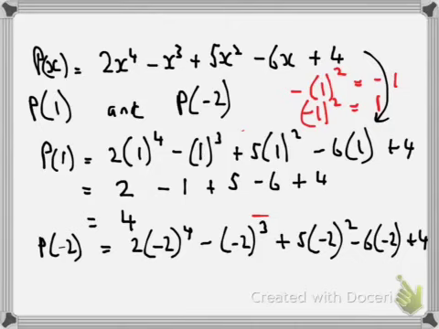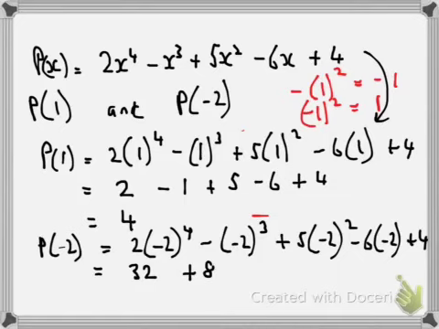Evaluate everything here. Right, negative 2 to the power of 4. Negative 2 times negative 2 times negative 2 times negative 2. That's going to give us 16. 2 times 16 is 32. Negative 2 cubed, negative 2 times negative 2 times negative 2 is negative 8. And we've got the negative of negative 8, so that's going to be a positive 8 there.